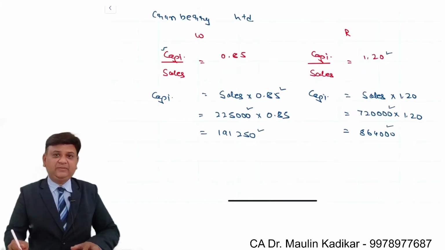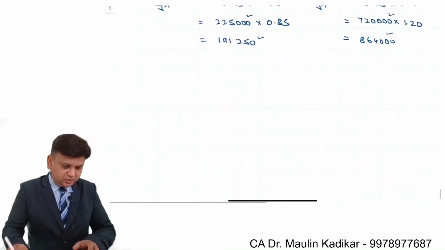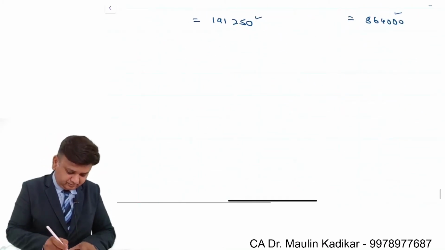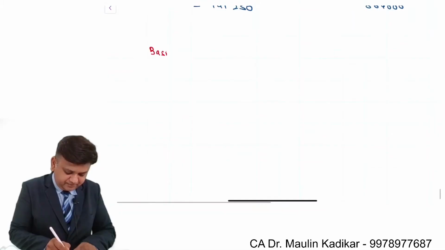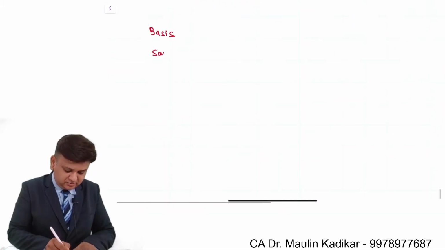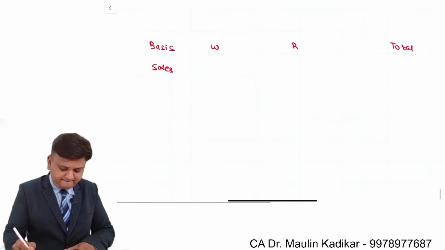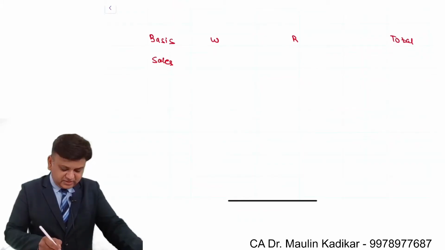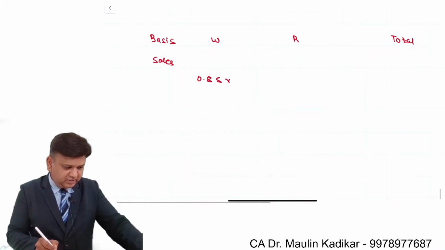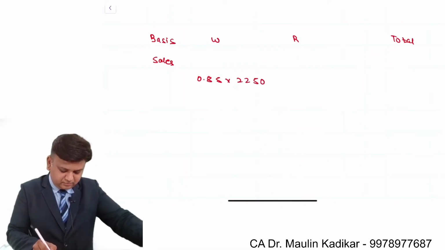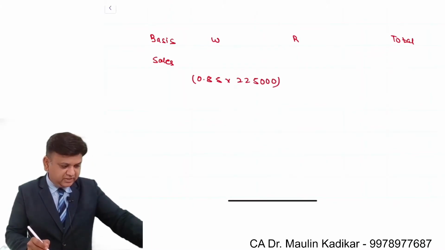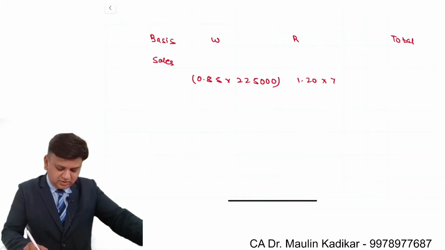Similarly, we are required to do the valuation using other methods. So we understand like this. Final answer would be in this way. The basis is sales, in that wholesale, retail and total. For wholesale it is 0.85 into 2,25,000. For the retail it is 1.20 into 7,20,000.